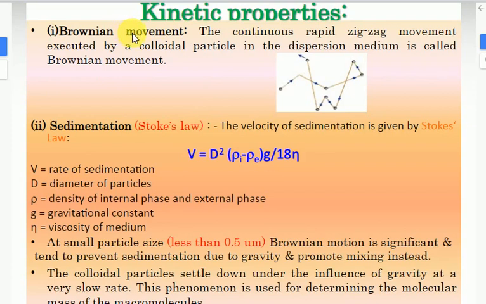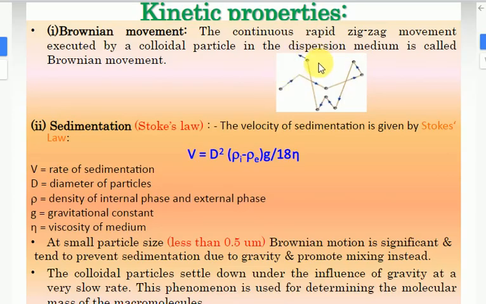Students, remember one thing: Brownian movement is nothing but zigzag motion of the particles. These kinds of motions are also possible in a colloidal solution. This was first observed by the scientist Robert Brown. What Robert Brown said is that the solvent, the dispersion medium, contains charged particles. But in the dispersion medium, what happens? Just imagine the particle is here. The dispersion medium particles are moving and colliding unequally.